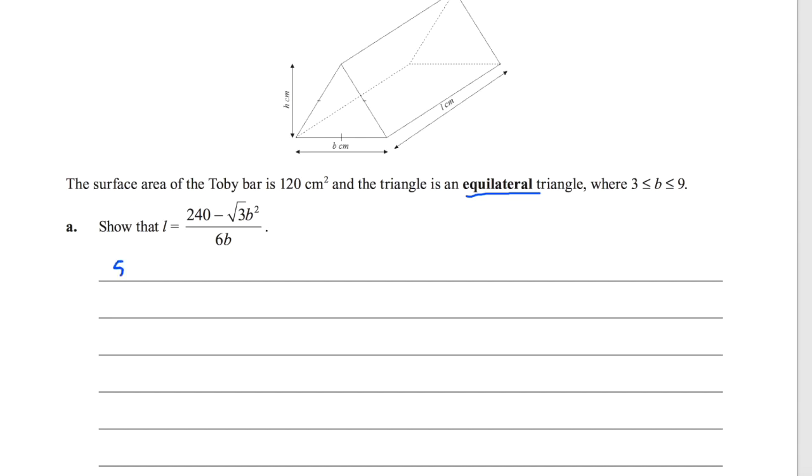The surface area of the Toby bar is equal to 120 centimeters squared. Okay, that's what we know it has to be. We also know that the surface area of a triangular prism can be given by this. It's the sum of the rectangular parts plus the sum of the triangular parts.